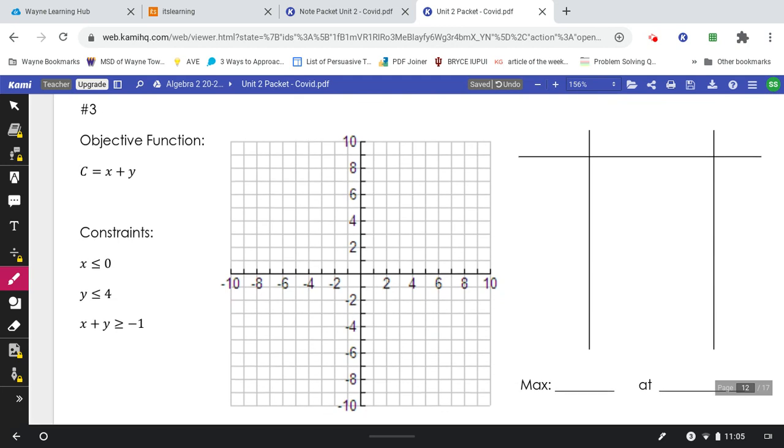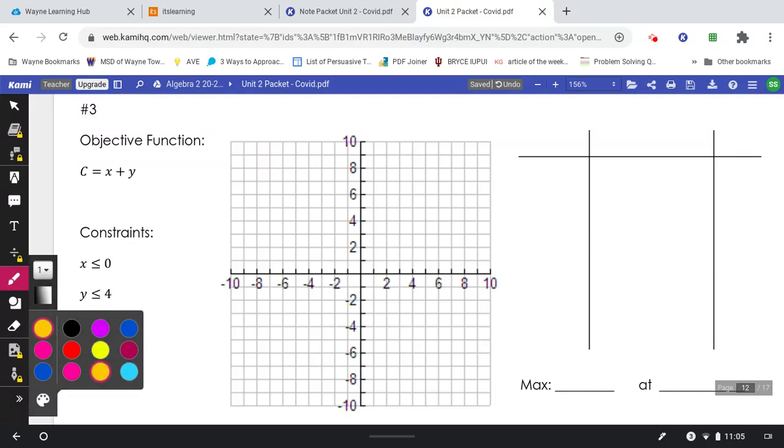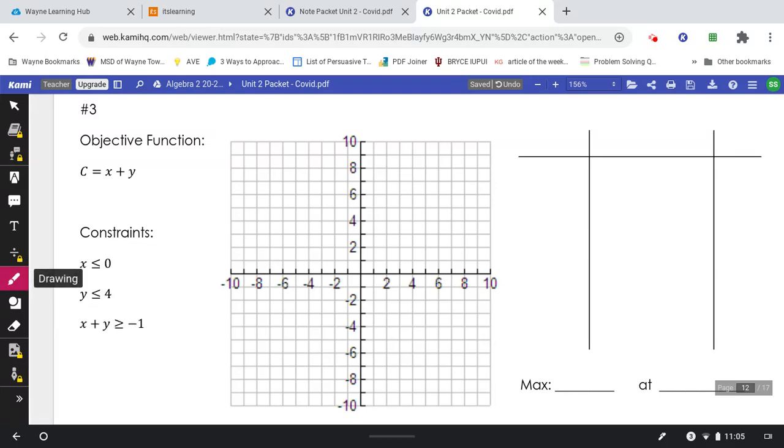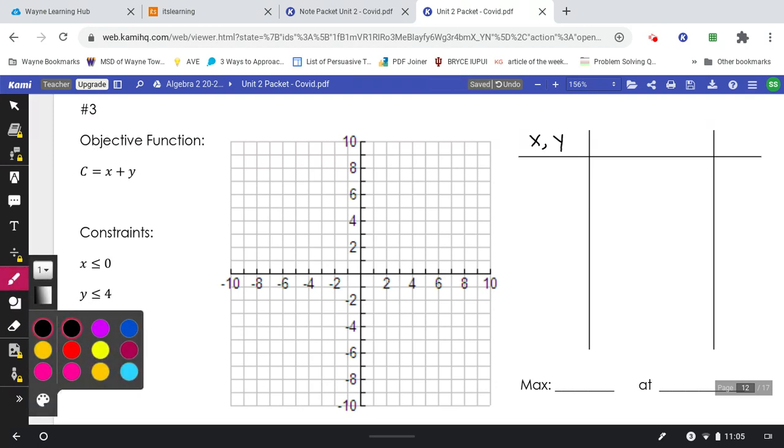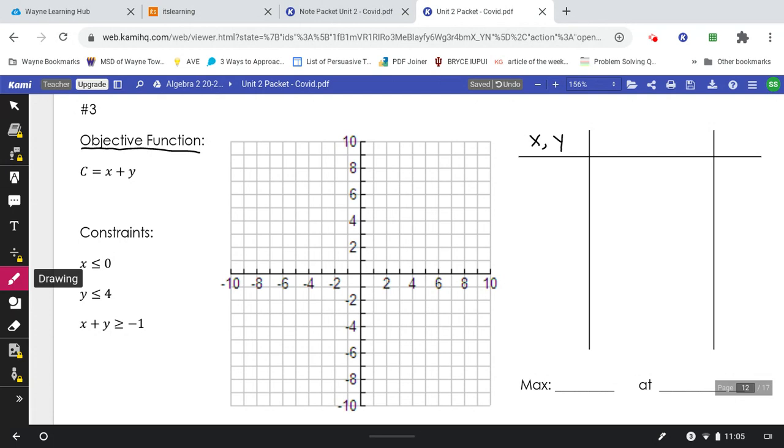Okay. On example number 3, notice your table over here on the right side is blank. So the first thing we're going to do is fill that out. So this first column is always the X and the Y. The middle column is whatever your objective function is. That's the one that's going to go into the table. Over here. So I'm going to copy down C equals X plus Y. And at the very end will be my answer for C.